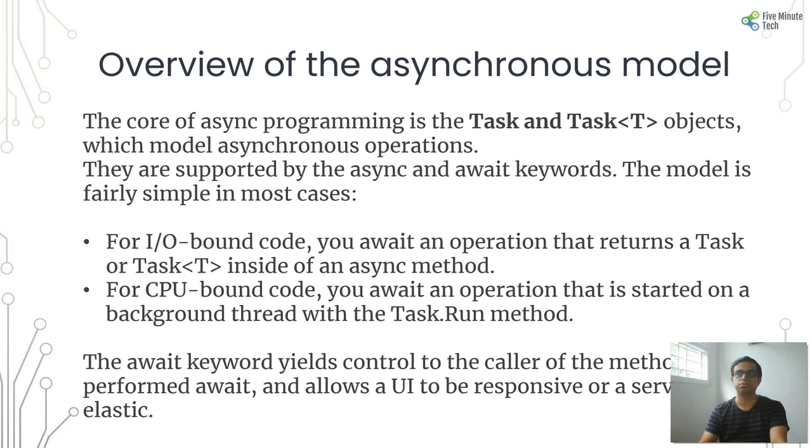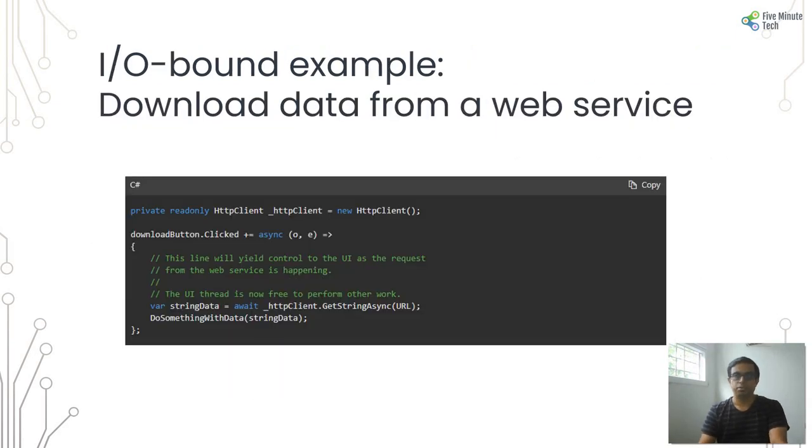Overview of the asynchronous programming model: the core of asynchronous programming is the Task and the Task of type T objects, which model asynchronous operations. They are supported by the async and await keywords, and the model is fairly simple in most cases, related to input-output operations or CPU-bound code. So an example of an IO-bound call that we do is as below.